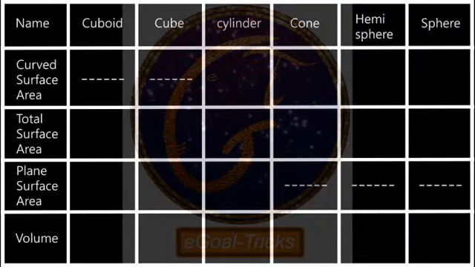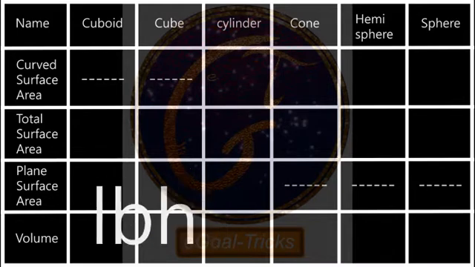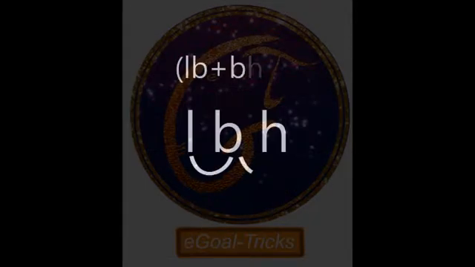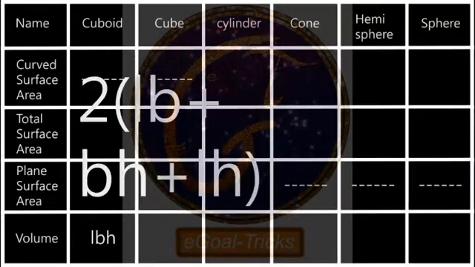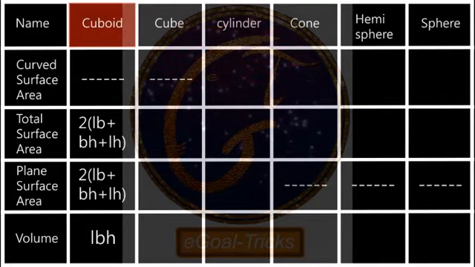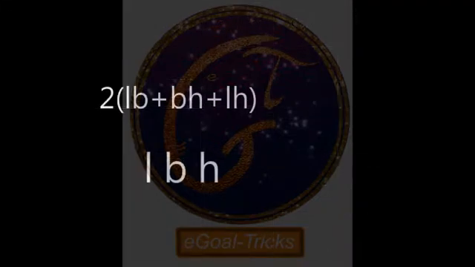The second step is to start from the cuboid's last row, LBH, then write in combination LB plus BH plus LH. Then this 2L means multiple of 2. Then just copy this step 2 in bracket: LB plus BH plus LH. Cuboid is complete. Then count L, 1, 2, 3.